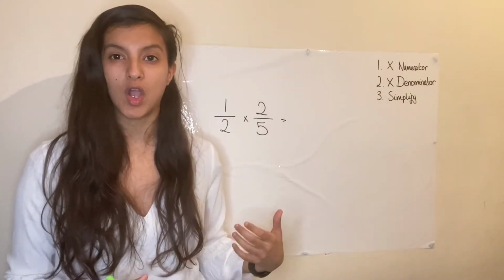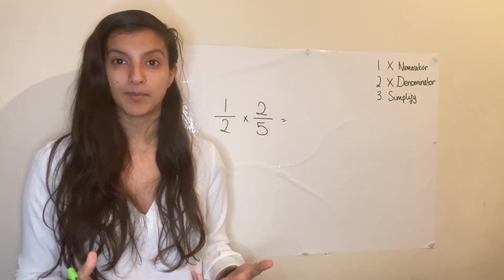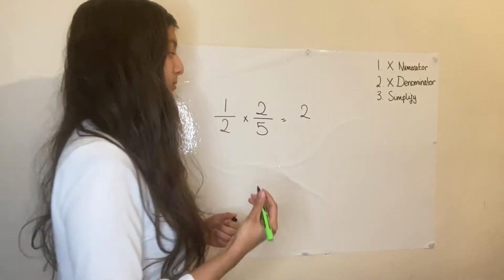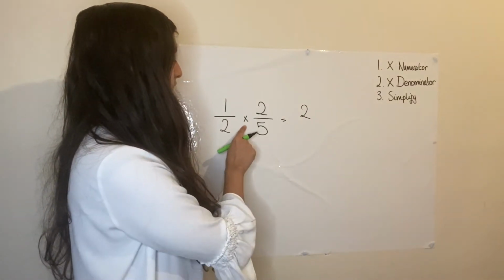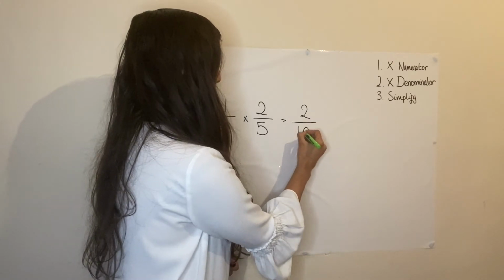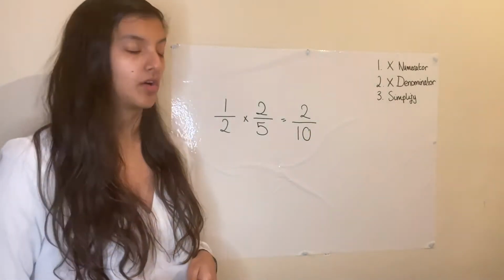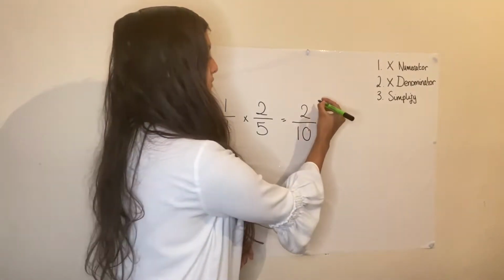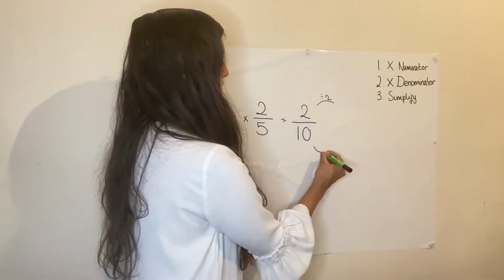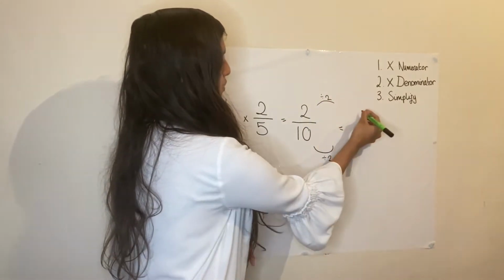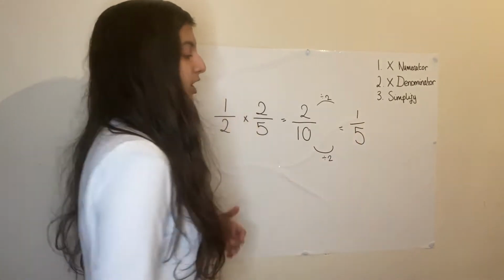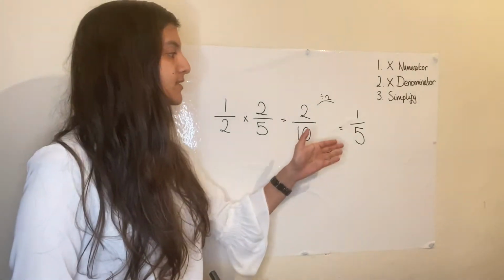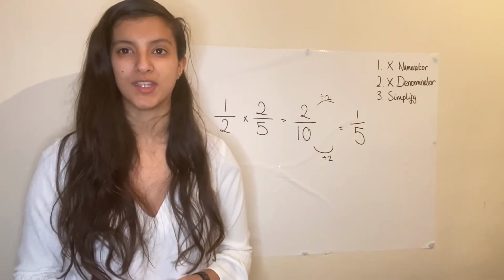This time our question is half times 2/5. So step number 1 is to multiply a numerator, which is 1 times 2. 1 times 2 is 2. Step number 2 is to multiply our denominators. 2 times 5 equals 10. And step number 3 is to simplify our answer. Now, just by looking at 2 and 10, I can see that 2 goes into both of these numbers. So I can divide my numerator by 2 and divide my denominator by 2. And that will give me 1 over 5. I can't simplify that any further, which tells me that a half times 2/5 is 1/5. Let's have a look at another question.